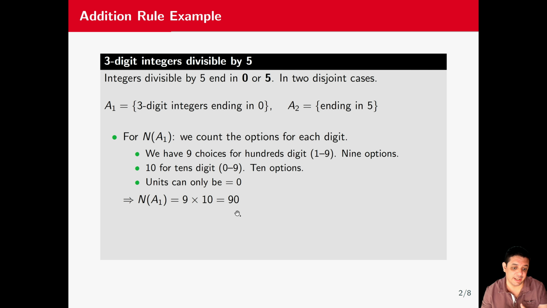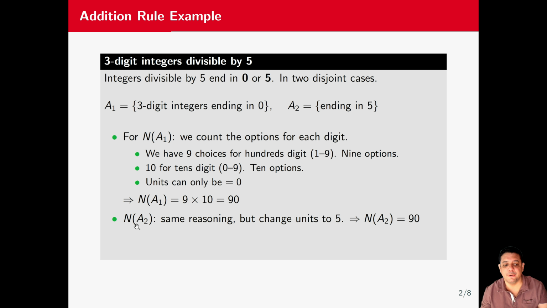So it's going to be a total of 90 possible 3-digit integers divisible by 5 that end in 0. Same reasoning for the integers that end in 5. It's going to be the same amount of numbers. The only thing is that the fixed digit is at the end, where the units can only be 5, but the other ones are the ones that are varying. So that's going to be 9 by 10 anyway. It's going to be 90 again. So the total number of 3-digit integers divisible by 5 is going to be 180.